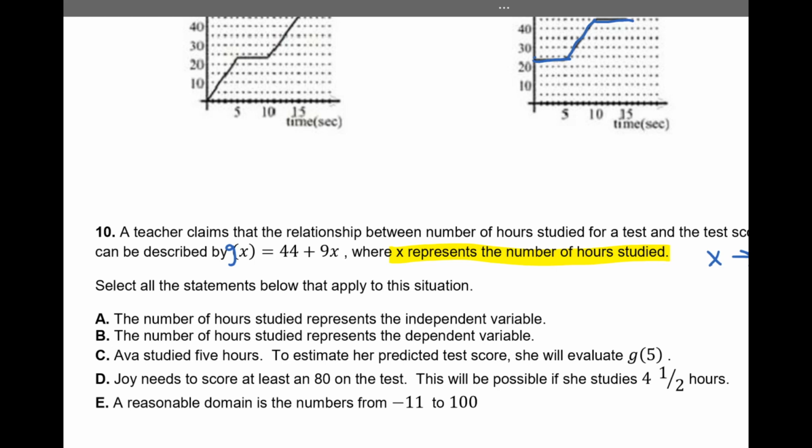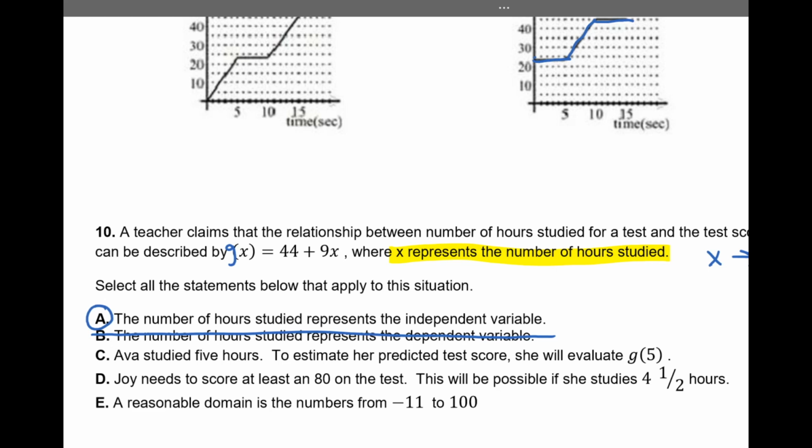So the number of hours studied represents the independent variable. So x is the independent variable, and what does x represent? The number of hours studied. So that is correct. Okay, the next one, B, the number of hours studied represents the dependent. Well, no, we just said that was wrong. So that's wrong.